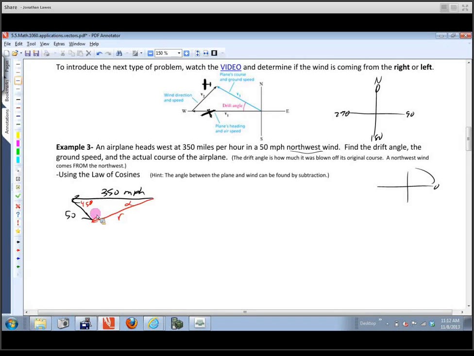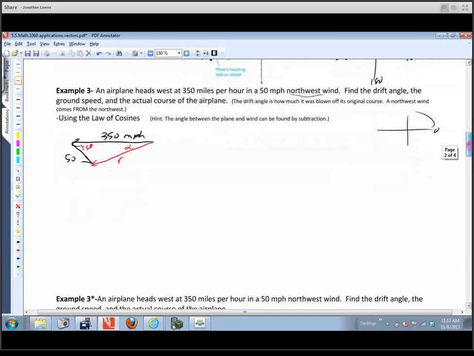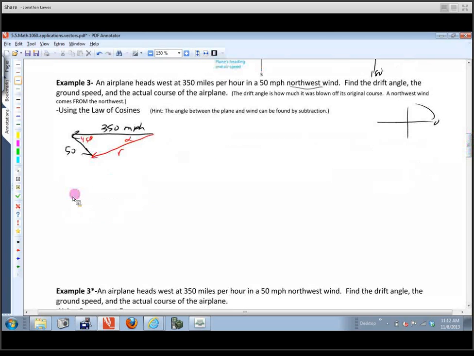So let me draw just a little bit larger picture of this. And here's what we've got. Let me draw it bigger than that. So this is 350, this is 50. We don't know what this is, but we do know that this is 45 right here. So you'll notice that what we've got here is a law of cosines problem. So let's figure out what this one right here is.